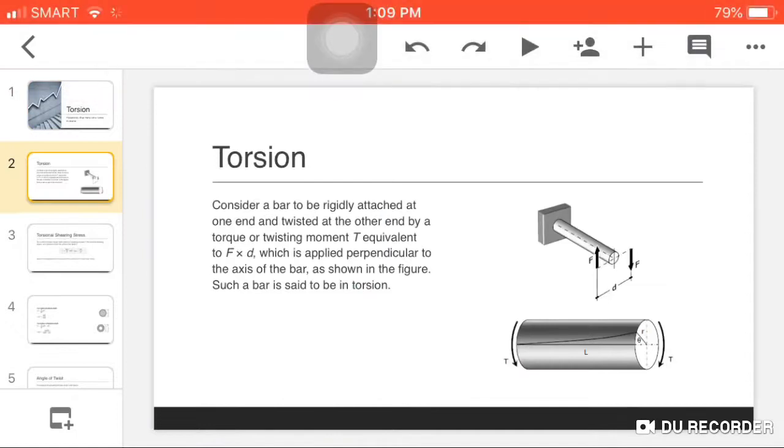So what is torsion? Consider a bar to be rigidly attached at one end and twisted at the other end by a torque or twisting moment T, equivalent to F times D. So F is the force and D is the distance, which is applied perpendicular to the axis of the bar as shown in the figure. So such a bar is said to be in torsion. So in short, torsion daw is a twisting moment. So nagtitwist yung ating material.